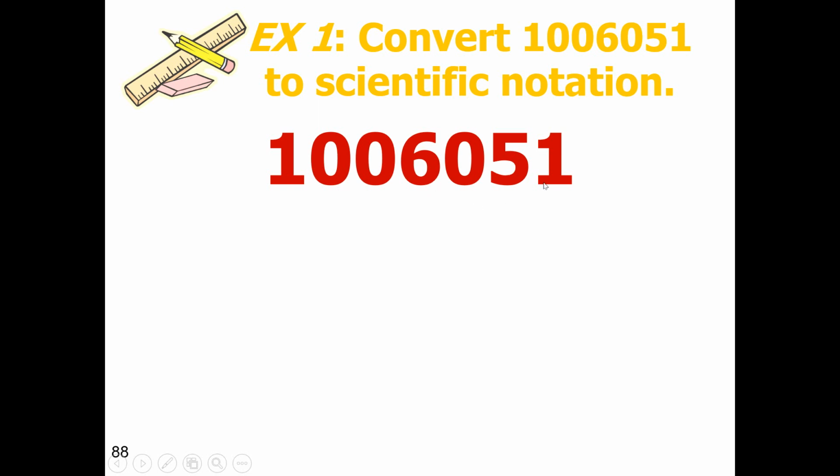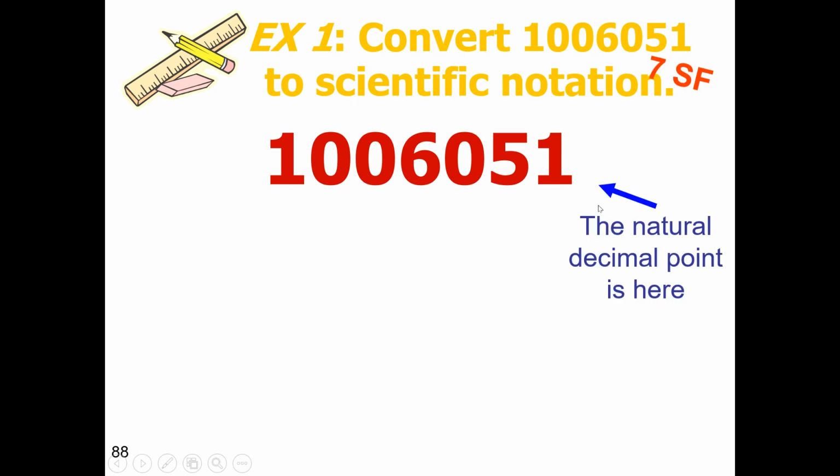7 significant figures, 7 numbers that are significant to the measurement of whatever object this number represents, whether it's length, volume, mass, whatever this is representing, there are 7 sig figs. So we want to next identify where the natural decimal place is. The natural decimal place is right over here. It's not written, but the natural decimal place is right over here.